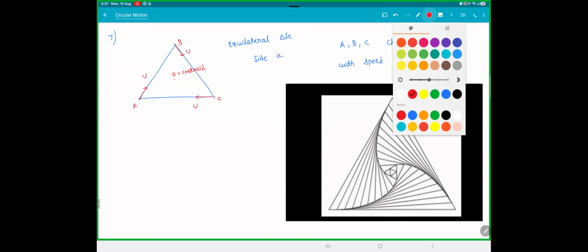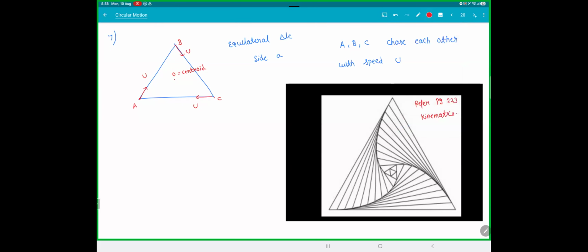So now if you actually look at any particle, let's say you're looking at A from O, this is what it will look like. It looks like A is coming closer and closer and closer. This is the trajectory of A as seen by O. It will be spiraling in.